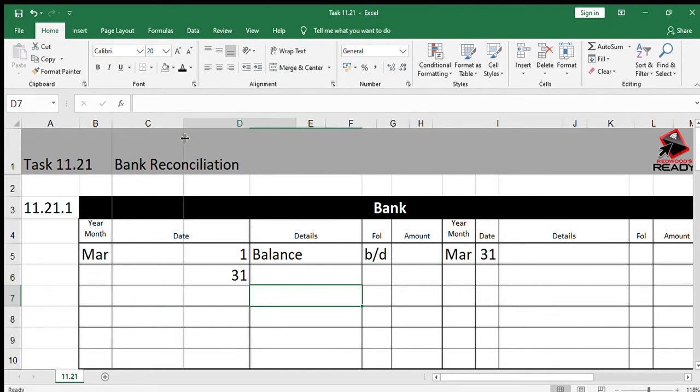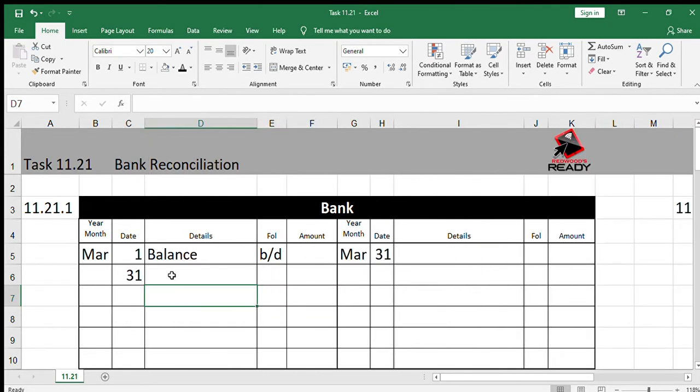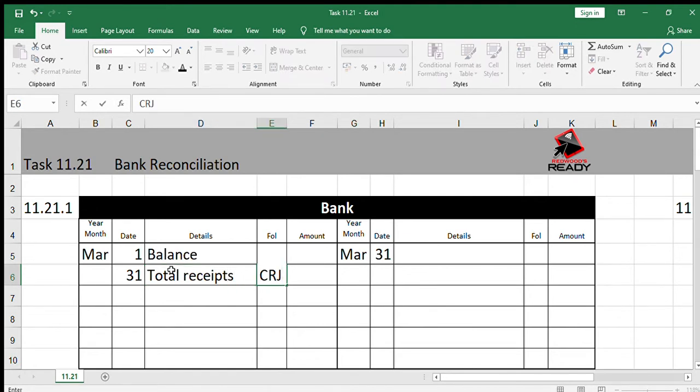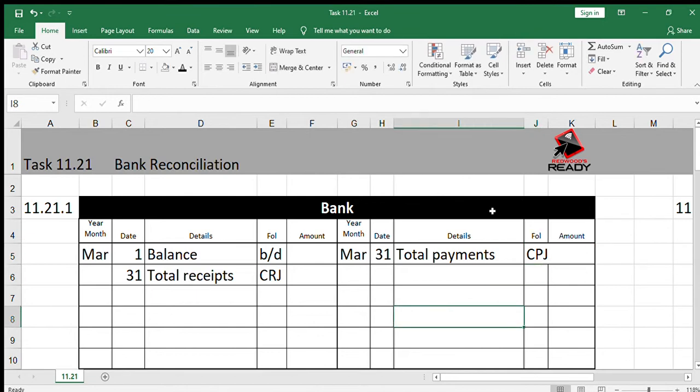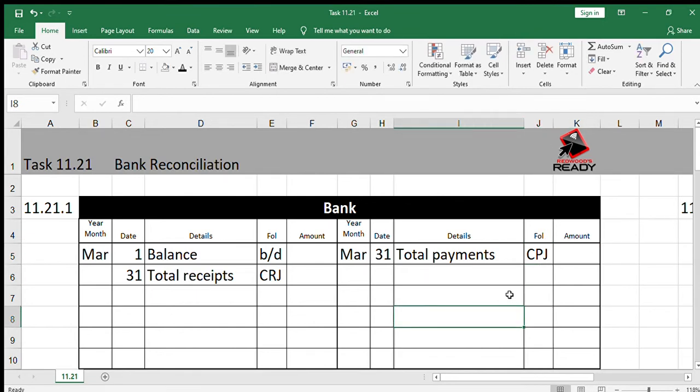Remember that our CRJ total goes to the debit side. In your question, they're calling it summary account, but we call it total receipts. It doesn't matter. You get marked correctly for either in exams. But we are familiar with using total receipts and total payments instead of summary accounts, so that's what I prefer you to use. So we have total receipts on the debit side and total payments on the credit side.